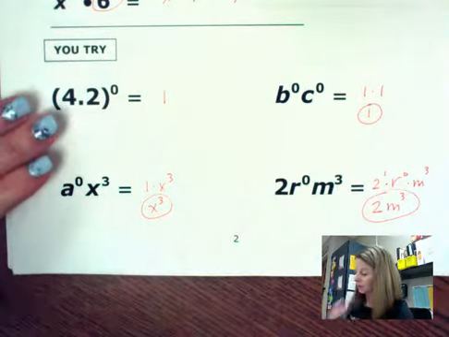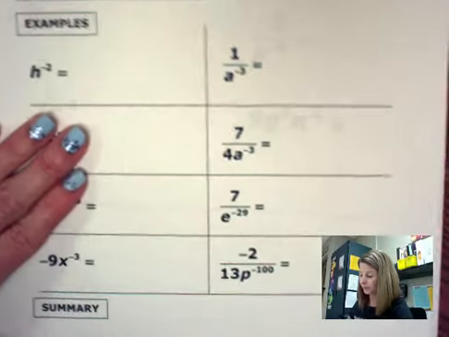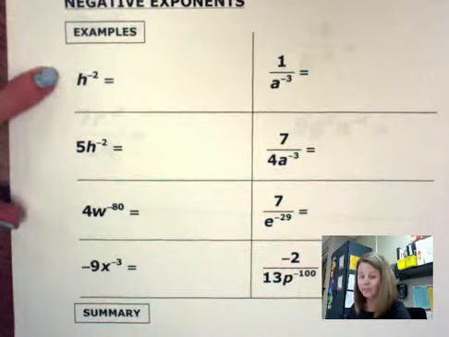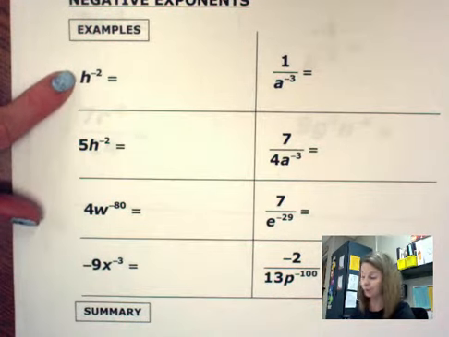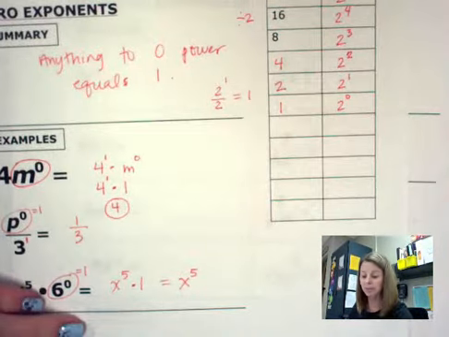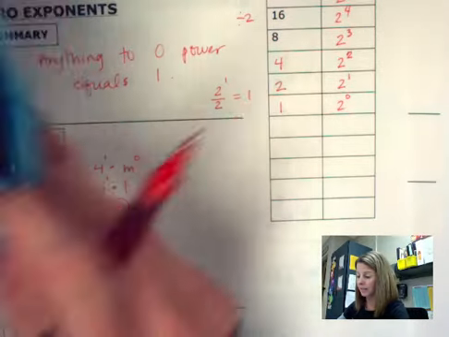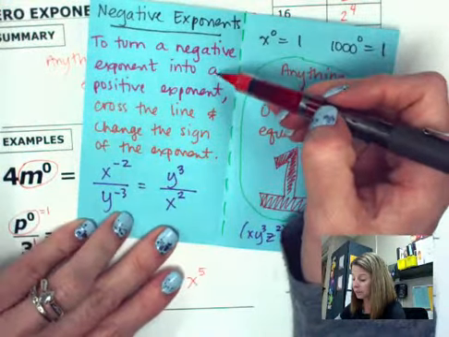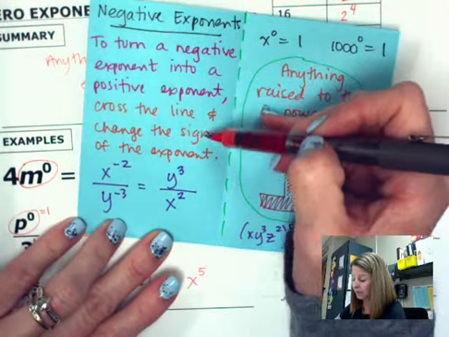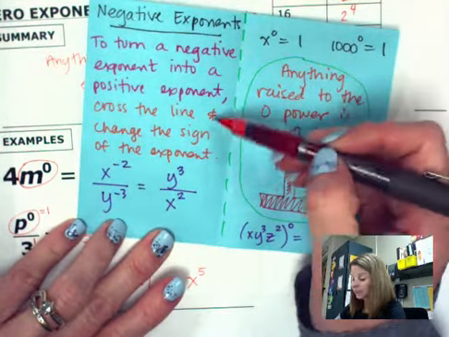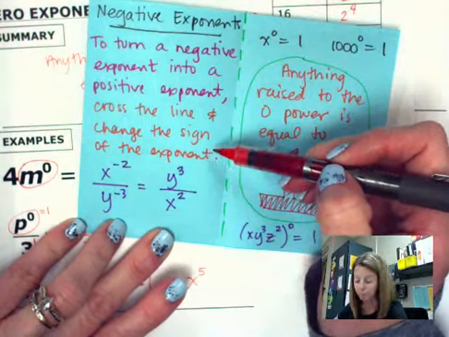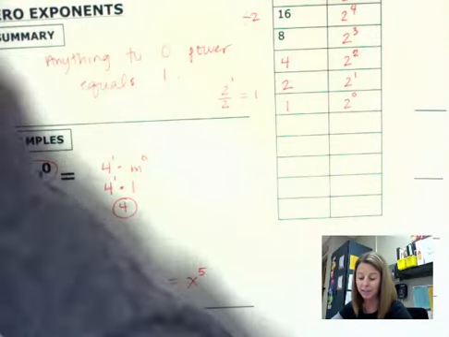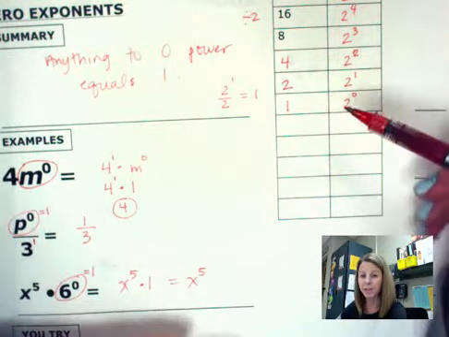Okay. Let's move on to negative exponents. So you can see negative exponents are basically exponents with negative numbers. Now I want to go back to my table and talk about why we wrote this down in our book. We wrote in our book, to turn a negative exponent into a positive exponent, cross the line and change the sign. So that's supposed to be kind of a catchy way for you to remember it, but let me show you why that is. So back to our pattern here.